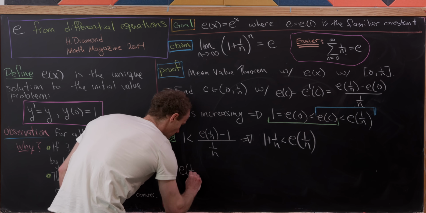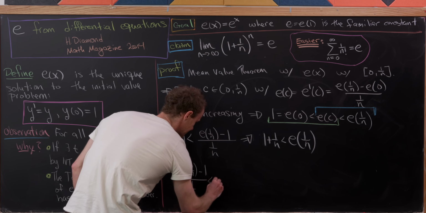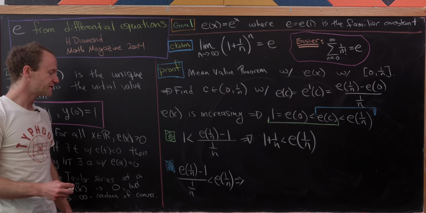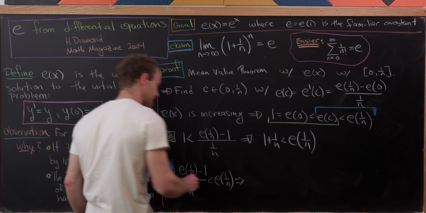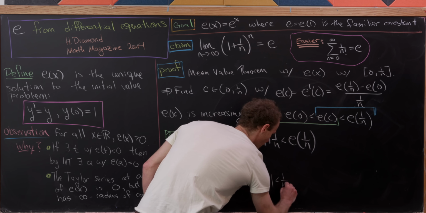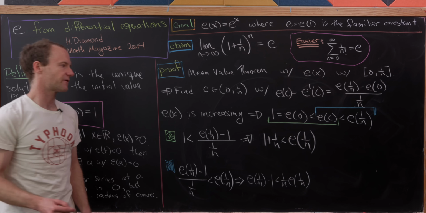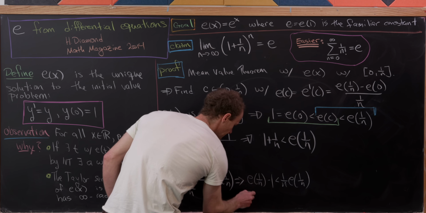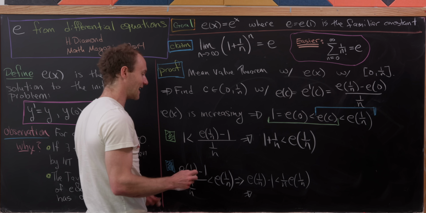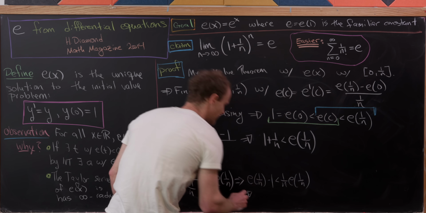So we have e of 1 over n minus 1 over n is less than e of 1 over n. Now, again, we can move some things around here, and we'll do this in a couple of steps. That gives us e of 1 over n minus 1 is less than 1 over n times e of 1 over n. We can isolate the e of 1 over n terms, and we'll have something like this.